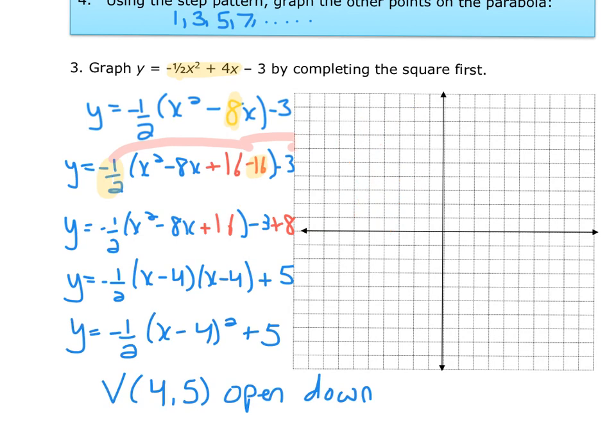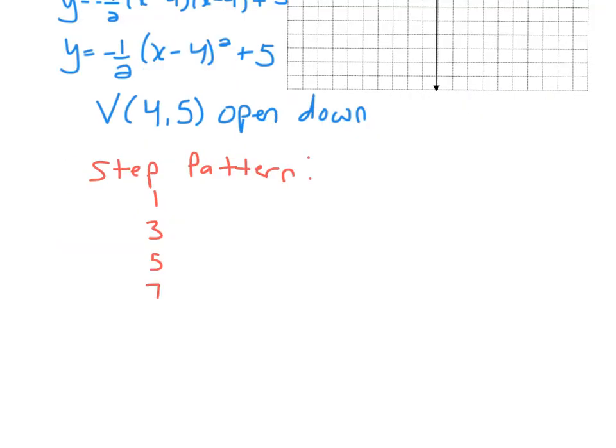So now I'm going to graph this function by first plotting my vertex at (4, 5). So there's my vertex. And then I'm going to use the step pattern to find the other points. So again, the step pattern is we start off with 1, 3, 5, 7, and we multiply our a value to each of those numbers. You could do 9 times -1/2 as well.